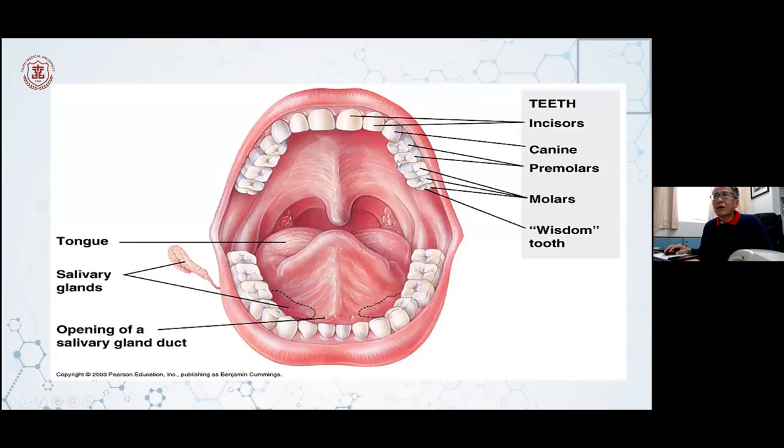So we can see the structure of the mouth. This is the incisor, this is the canine, this is the molar, this is the wisdom tooth. And this is the tongue. There are two salivary glands here, and the saliva opening. When food is in the mouth, it stimulates and induces saliva release into the mouth. The food is partially digested, and the teeth grind and fragment the food into smaller pieces, mixing well with the saliva so it is easy to swallow. Here is the opening of the salivary gland, the tongue, and the different teeth.